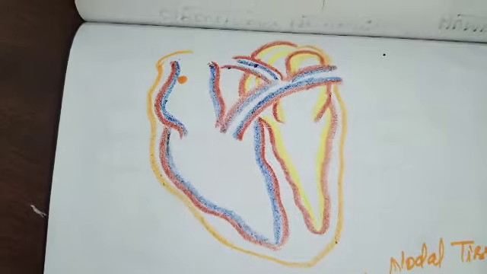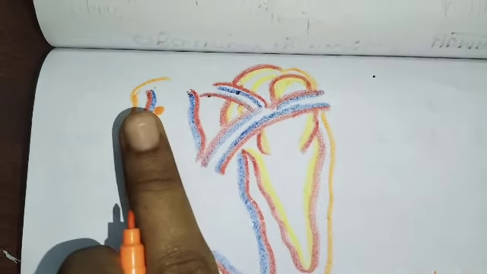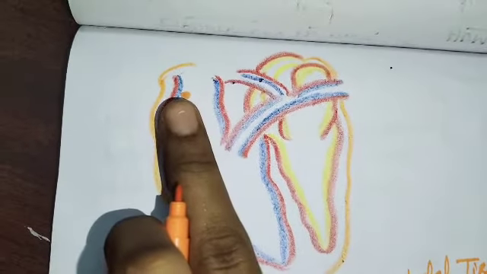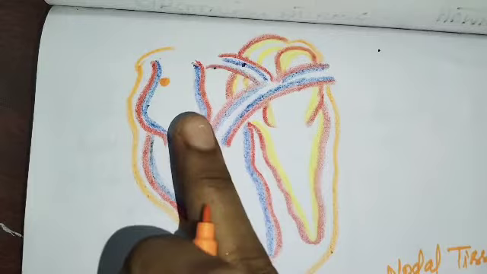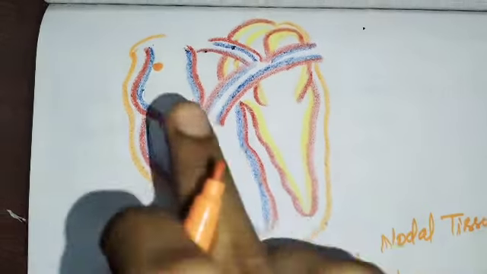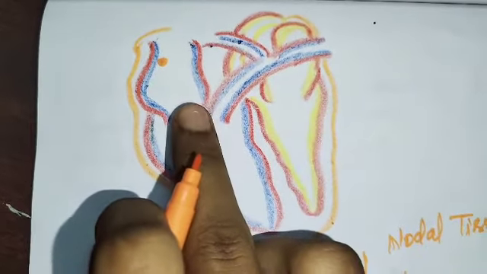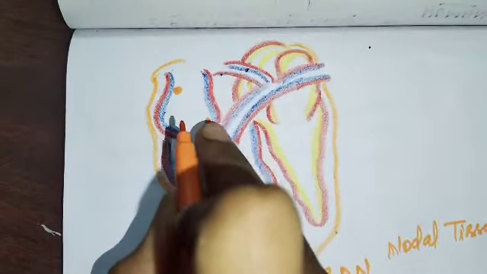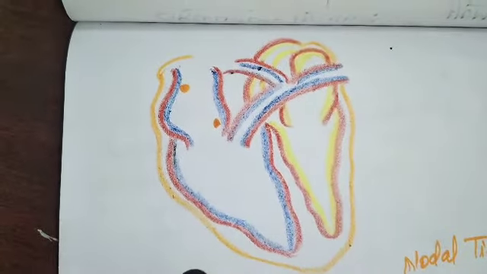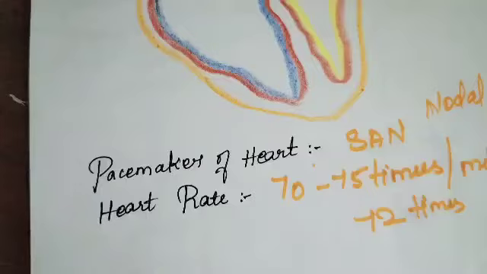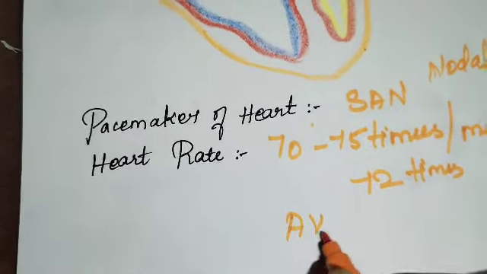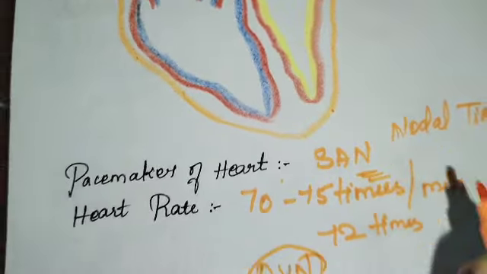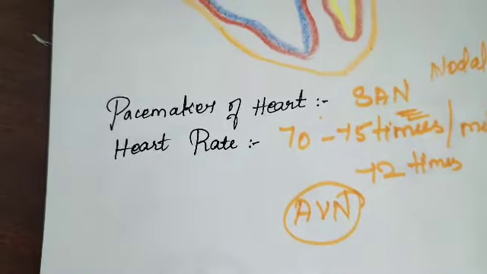Okay, so the sinoatrial node is located at the right corner of the right atrium, and this sinoatrial node initiates the function of the heart, the pumping of the heart, and sends the message to the atrioventricular node. Here, the atrioventricular node is located at the left corner of the right atrium. Atrioventricular node, AV node. The first initiator is the SA node. The second, this SA node leads to the AV node.